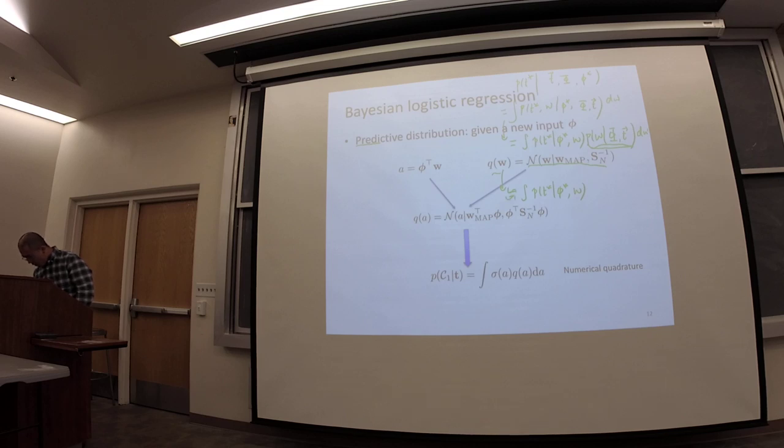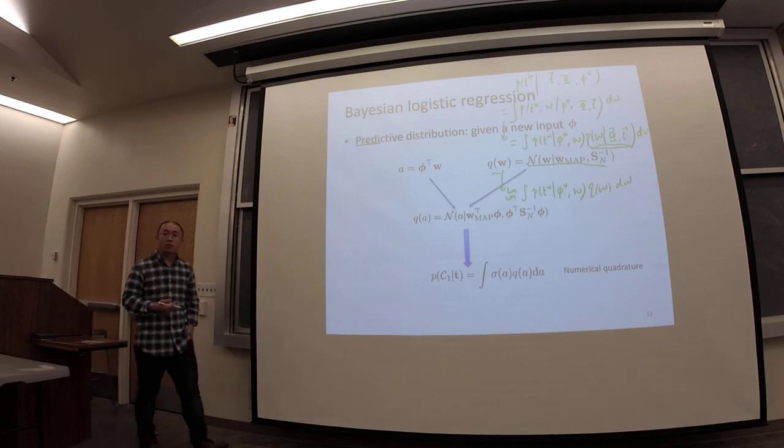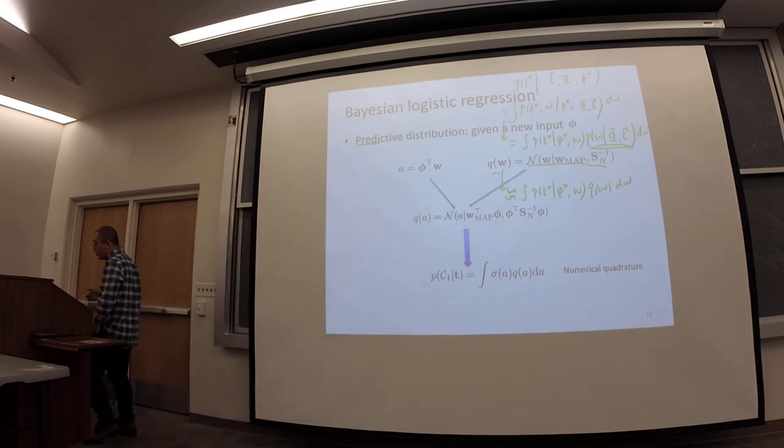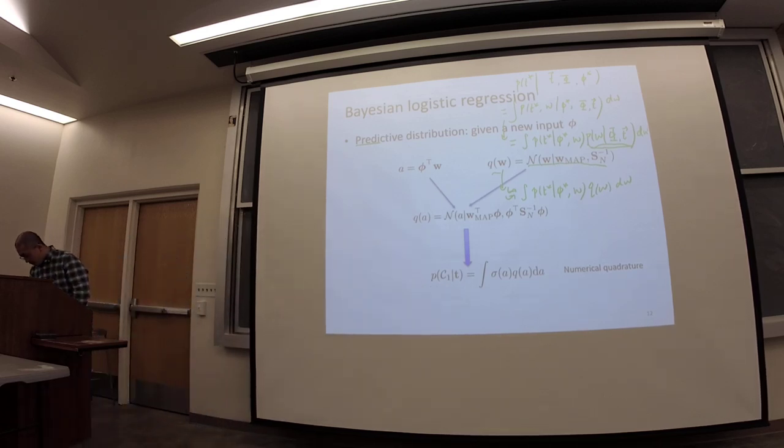So I'm going to replace the true posterior with my approximate posterior. Now I do the Bayes normalization. I end up with my approximate predicted distribution, right? But the issue still exists.